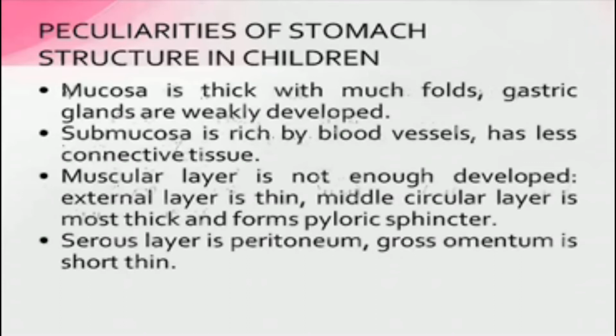In a newborn, the mucosa is thick with many folds. Gastric glands are weakly developed. The submucosal layer is rich in blood vessels and has less connective tissue. The muscular layer is not sufficiently developed either. The external layer is thin, and the middle circular layer is the thickest and forms the pyloric sphincter. The serous layer is the peritoneum. The greater omentum is short and thin.